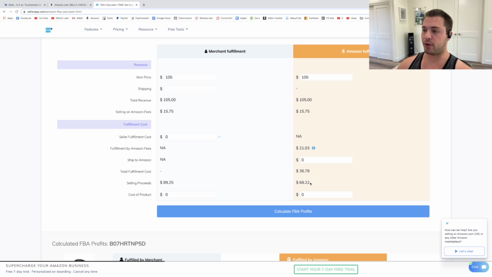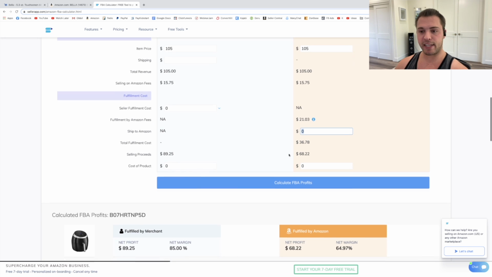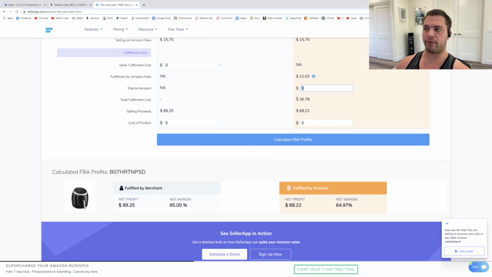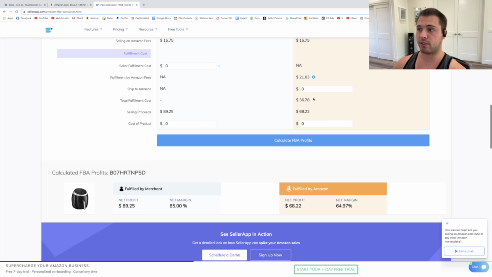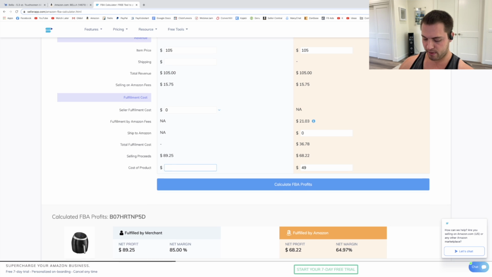Now with this, you'd end up with $68.22, and we do have to pay to ship to Amazon, but when you're paying to ship to Amazon, they let you use their rates, and they have insanely cheap rates with FedEx, UPS, DHL, all of those. And what we need to do at the very bottom is enter the cost of the product. So we know $49, that's what our cost is, boom.